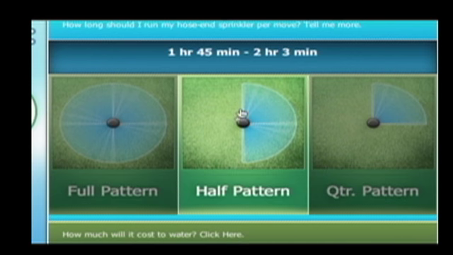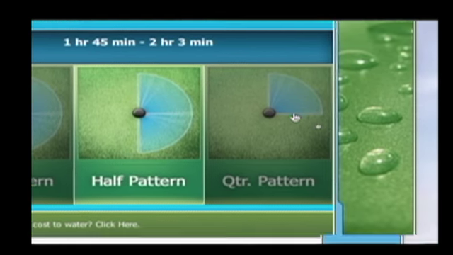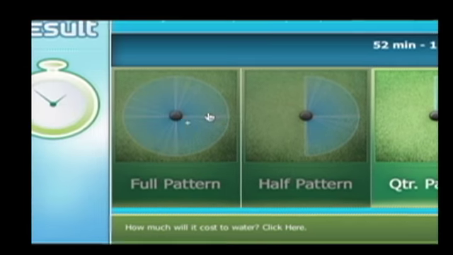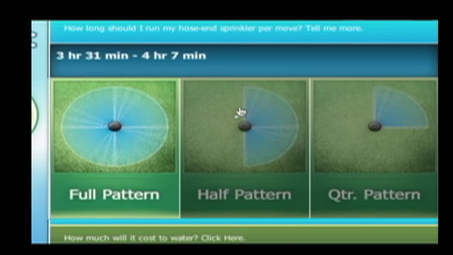Now let's say they were going to put that in a corner and only do a quarter pattern, and you can see that the time really went down. That's because we haven't changed the water volume at the valve, but we have changed the pattern, so we're doubling the amount of water that goes in there. And if we go over here to a full pattern, now we've got to water much longer because that water is now being spread over 4 areas instead of that quarter.